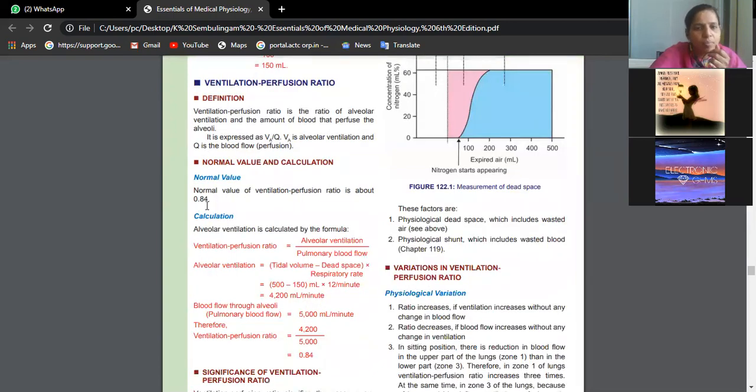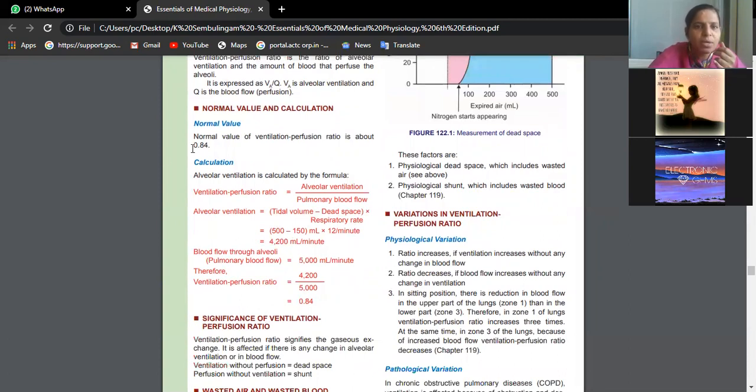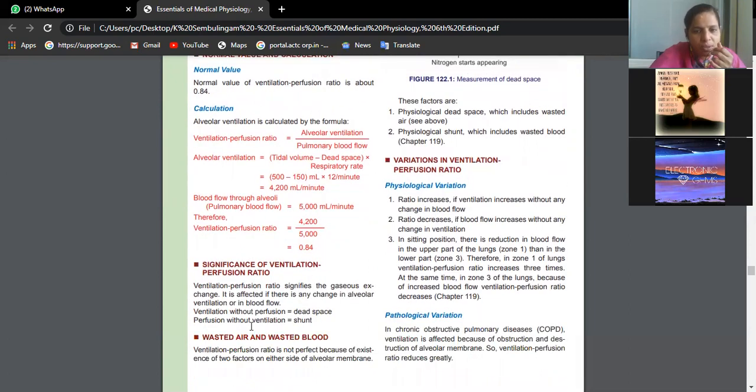So the normal value is 0.84 and you can remember this formula: alveolar ventilation by pulmonary blood flow. You can substitute these values: 500 minus 150 ml into 12 per minute. That is the alveolar ventilation, tidal volume minus dead space into respiratory rate. Finally, if you calculate in this way, you will get the normal ventilation perfusion ratio, which is 0.84. So why should we know this? It signifies gaseous exchange. That means how much amount of oxygen is being transferred from the alveoli to the capillaries successfully. That we will come to know with the help of the ventilation perfusion ratio.